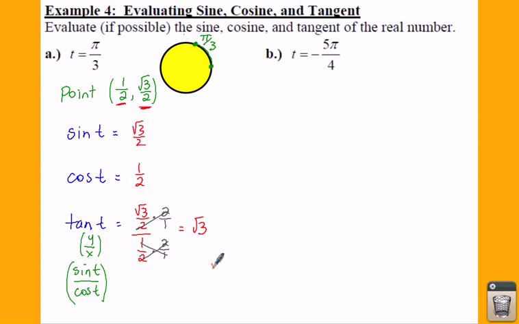So when your t is pi over 3, there are your sine, cosine, tangent values. What you could do is flip all those over if you want to find the reciprocals, but we won't do that today.